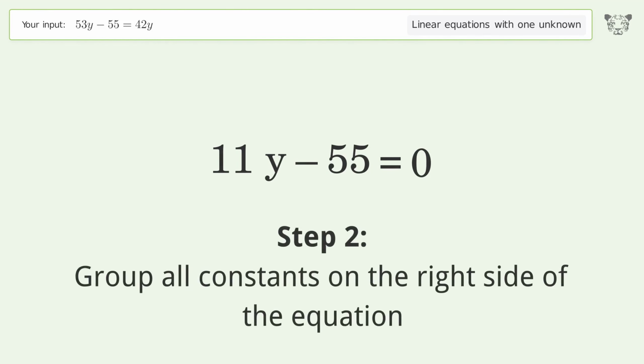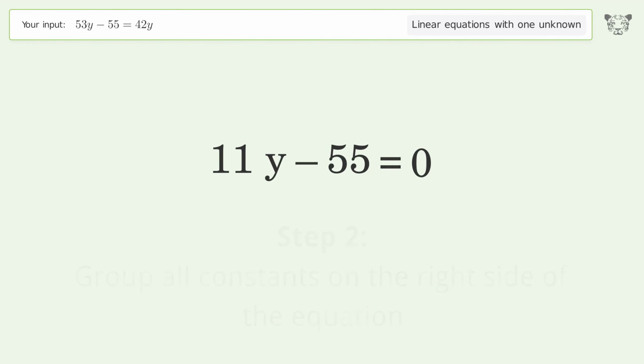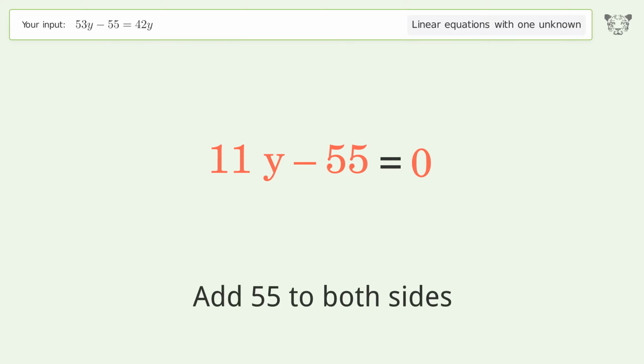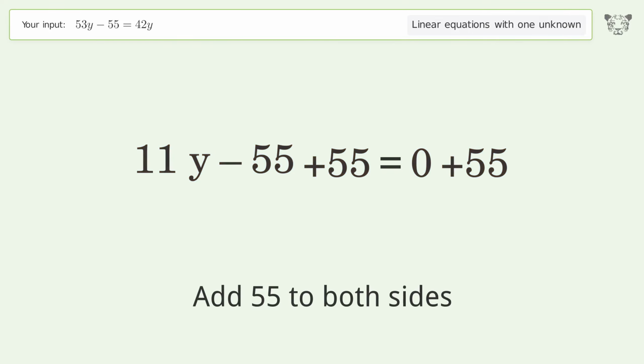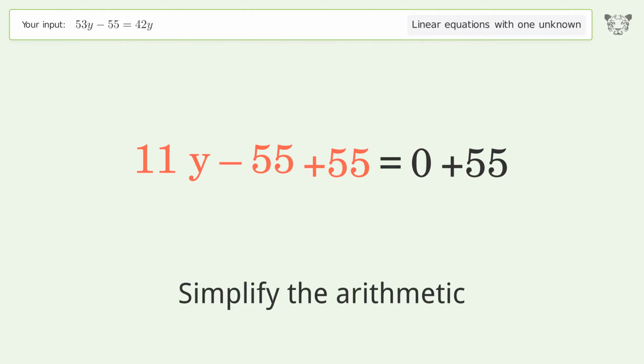Group all constants on the right side of the equation. Add 55 to both sides. Simplify the arithmetic.